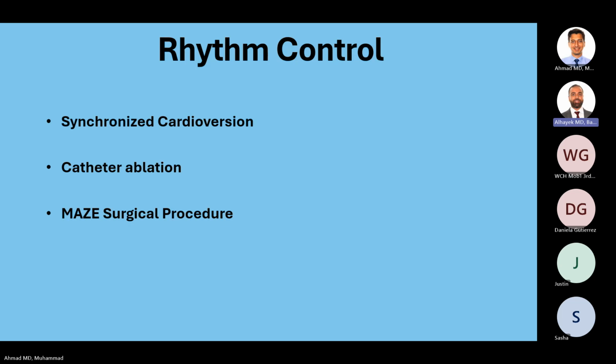And then the final procedure mentioned here is the maze procedure. It's more invasive. A surgeon creates a series of precisely placed lesions in the right and left atria using radiofrequency energy or cryoablation. These lesions heal into scar tissue, which blocks abnormal electrical pathways while allowing normal conduction from the SA node to the AV node. Here in the hospital, you'll commonly see that they'll talk about doing synchronized cardioversion and catheter ablation.